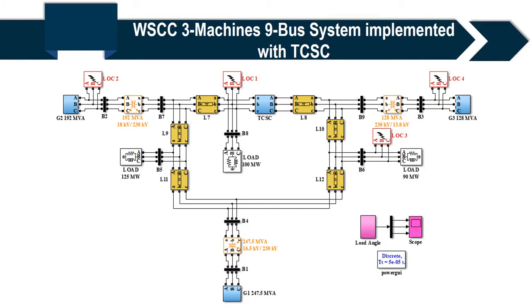Now this is the 3-machine 9-bus system which is implemented with TCSC. As you can see from here, the TCSC has been inserted in the middle of the transmission line and a 3-phase fault was inserted at different locations, and we compared the performance at the various locations in terms of the load angle. I have already discussed this in our earlier sessions, that the load angle variation is used to see the effect of the TCSC.